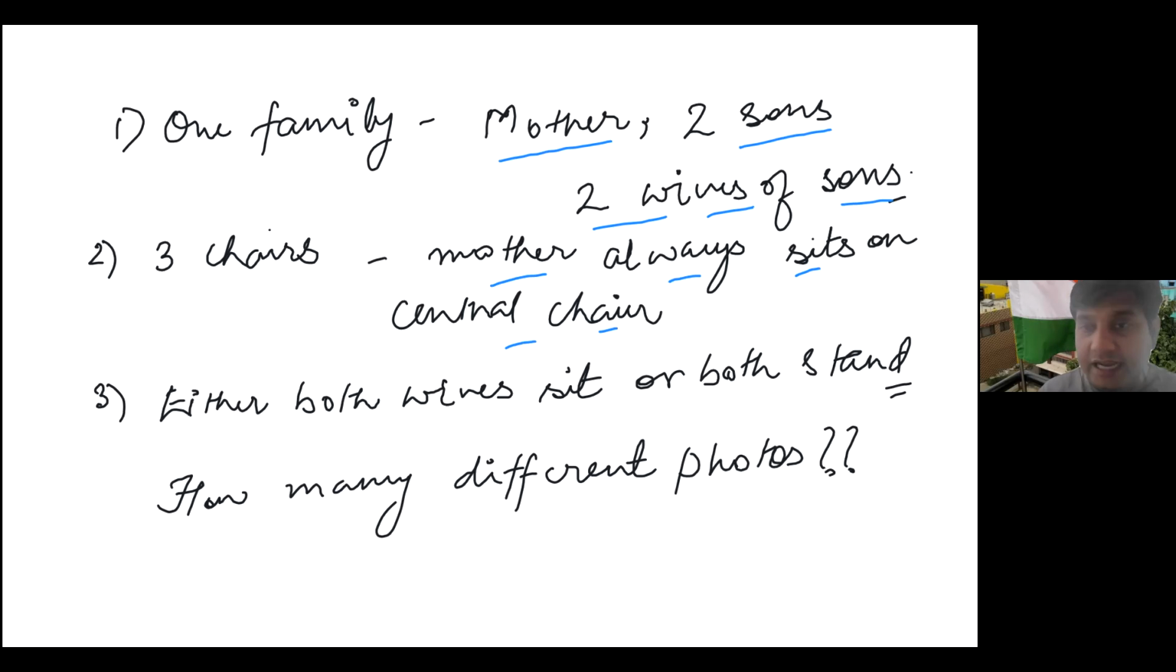Now the condition is that either both the wives, both the daughters-in-law, will sit, or both of them will stand. It cannot happen that in one of the photos, one of the wives is sitting and the other one is standing behind. Both of them have to either stand together or sit together at one point of time. Hence, the question is: in how many different ways can we take the photo? When you look at it, it's nothing but a problem of counting.